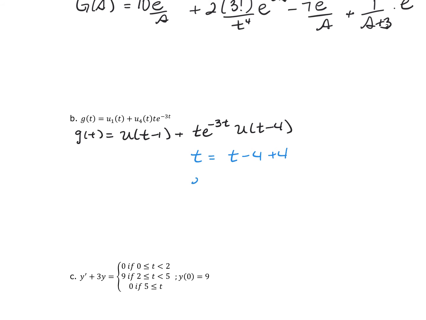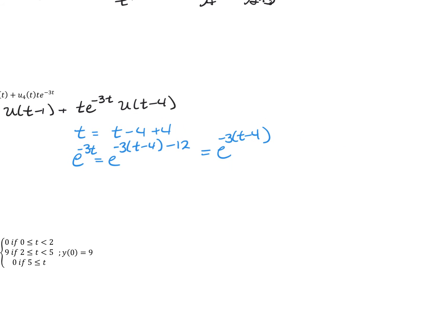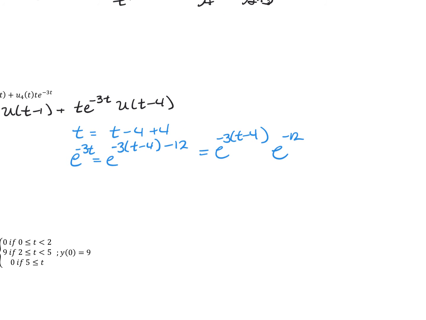And then my e raised to the negative 3t. Well, I'm going to rewrite this because remember, it has to be of this t minus 4. So e raised to the negative 3 t minus 4. But I can't just arbitrarily do this minus 4 there. If I were to distribute that negative 3, I would actually be adding 12, so then I have to subtract off 12. So I'm going to rewrite this as e raised to the negative 3 t minus 4, and then e raised to the negative 12.